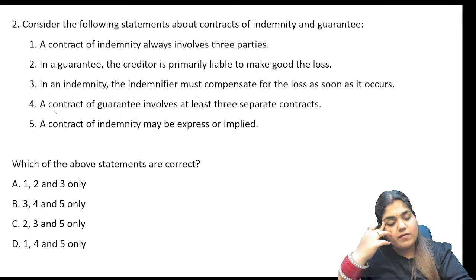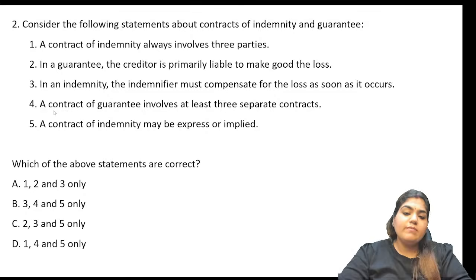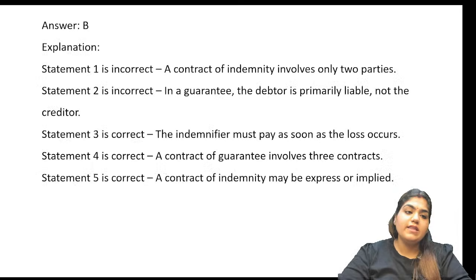3 and 5 are common. Let's see 2 and 4. In guarantee, the creditor is primarily liable to make the payment. No, it is the debtor who makes the payment first. If the debtor does not make the payment, it is the guarantor. So 2 is also incorrect. That will give us B as the correct answer.